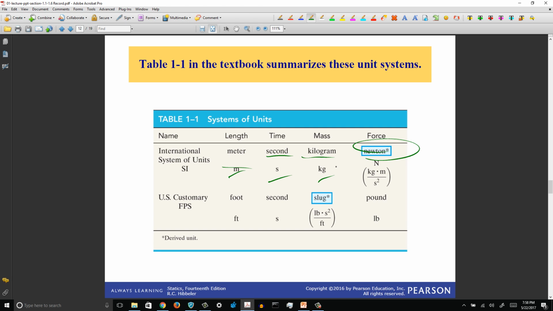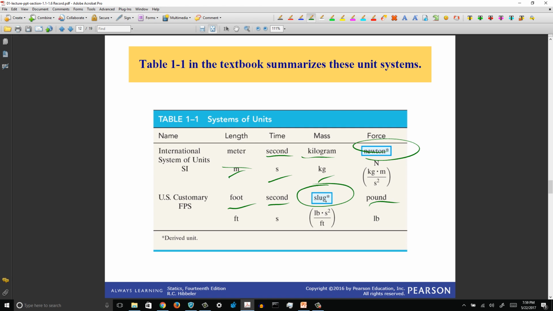Now the second system is the U.S. customary system of units. I like to call it FPS for foot, pound, second. Those are the units used in that system. In that system, length is measured in feet, time is in seconds, and force is in pounds. Now in this system, the slug is the derived unit, and it is a unit of mass.